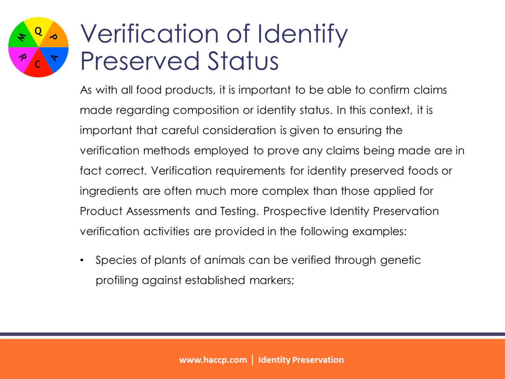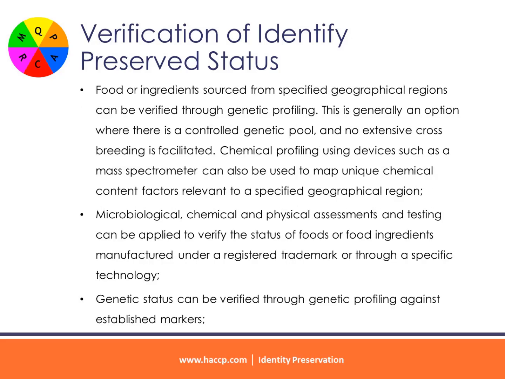Prospective identity preservation verification activities are provided in the following examples. Species of plants or animals can be verified through genetic profiling against established markers. Food or ingredients sourced from specified geographical regions can be verified through genetic profiling. This is generally an option where there is a controlled genetic pool, and no extensive crossbreeding is facilitated.